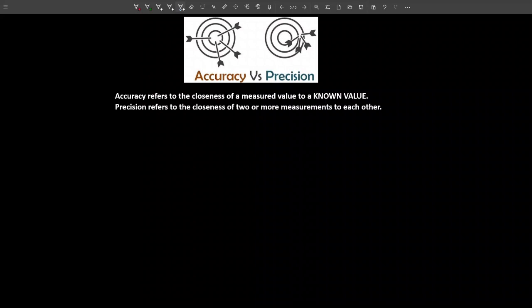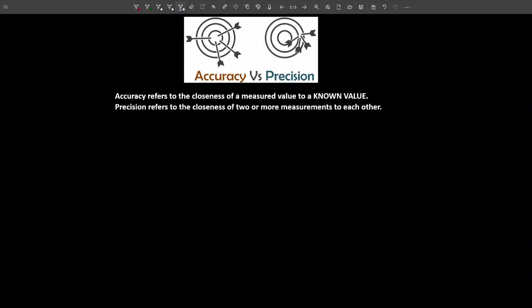Accuracy refers to the closeness of a measured value to a known value. If you look at the picture up here, I'm going to explain that later. So accuracy simply refers to the closeness of a measured value to a known value. Let's take, for example, some data.